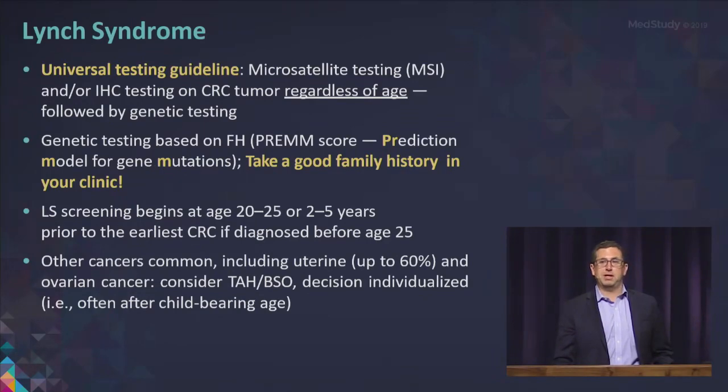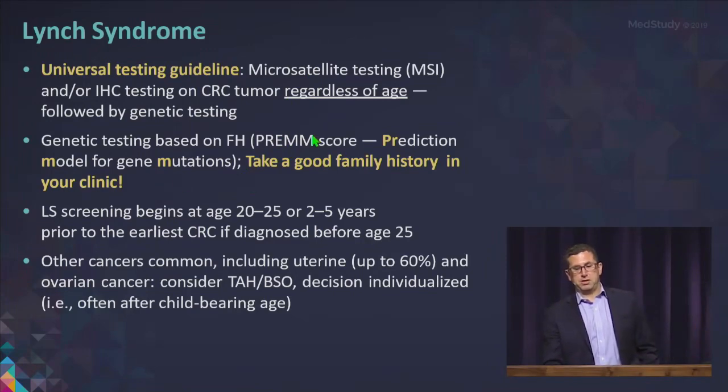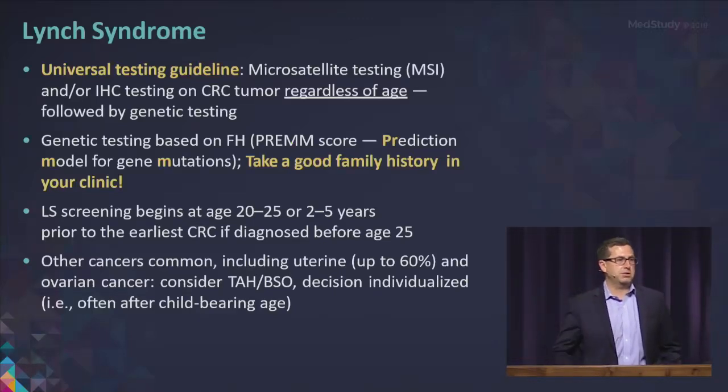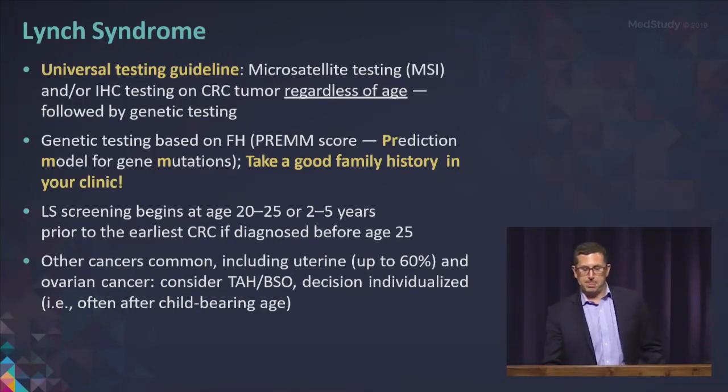And the other thing is that you may be seeing patients in your clinic who don't have cancer themselves, but have a strong family history of cancer. Those patients may be eligible for genetic testing, and there's something called the PREMM model, the prediction model for gene mutations. You could just Google this in your clinic. It's a little calculator, and you put in the family history, and it'll tell you whether the person needs genetic testing. So for Lynch syndrome, the lifetime risk of colon cancer is very high, up to about 80%.